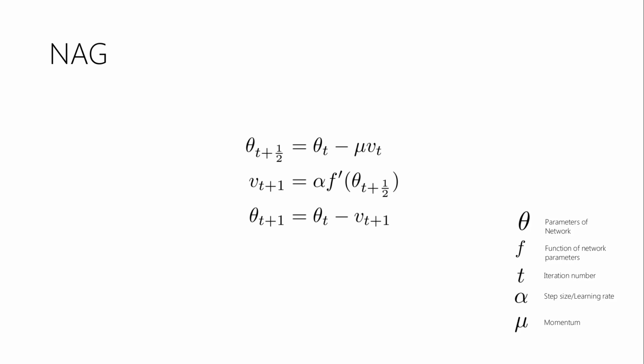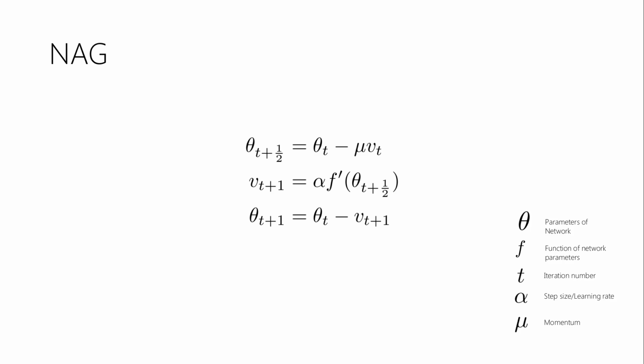Recently it was shown that NAG could be computed by the following update rules. Vt is equal to mu t minus 1 times Vt minus 1 minus epsilon t minus 1 times the gradient of f at theta t minus 1 plus mu t minus 1 times Vt minus 1. This is the first statement. Theta t is equal to theta t minus 1 plus Vt. So we can substitute the above value of Vt in the second statement.